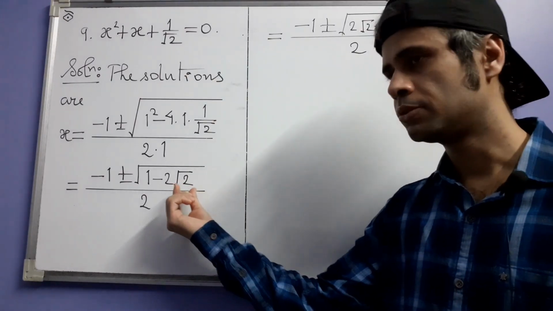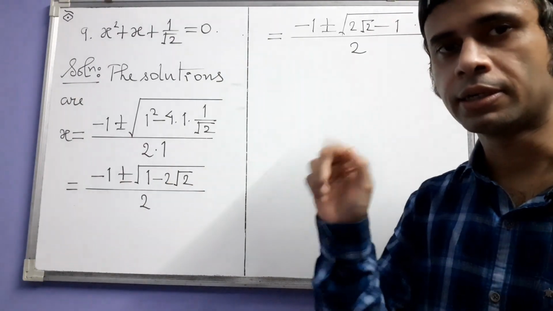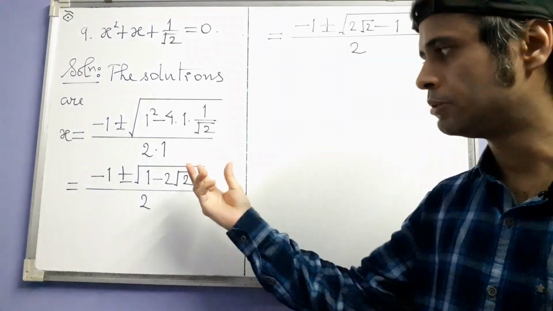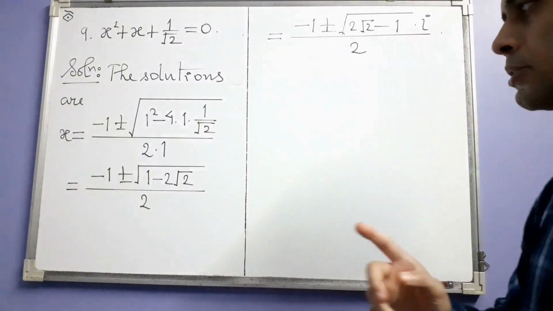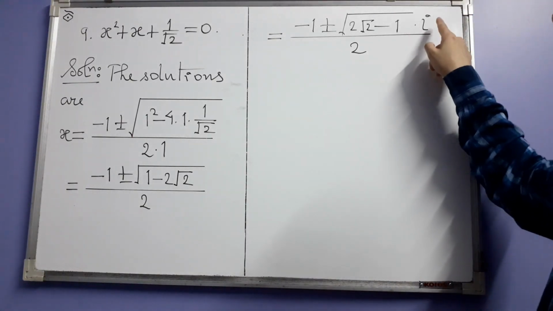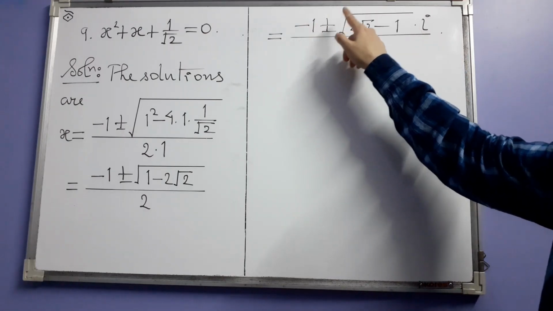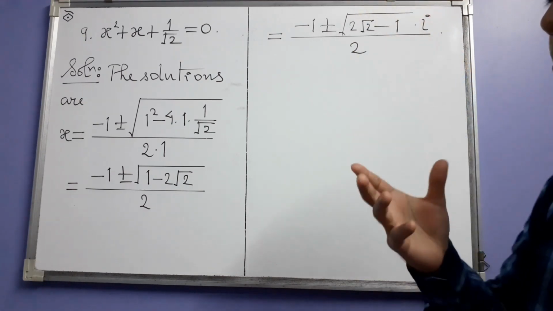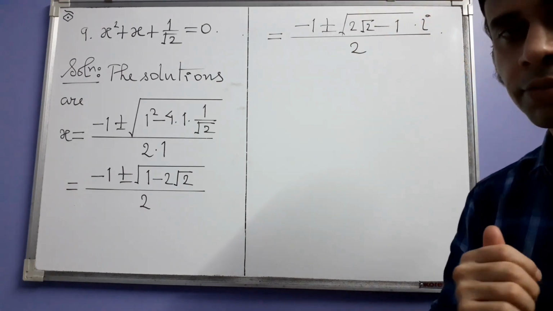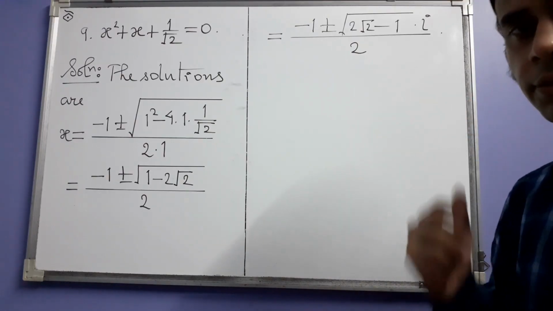Now note that 2 root 2 is greater than 1. So we actually have a negative real number under the radical sign. So when we change its sign, with that we also get a minus 1, and that minus 1 under the radical sign becomes i. So that way we get these two solutions, minus 1 plus or minus square root of 2 root 2 minus 1. So this radical sign is only over 2 root 2 minus 1. i is outside, whole divided by 2. So these are the two solutions.